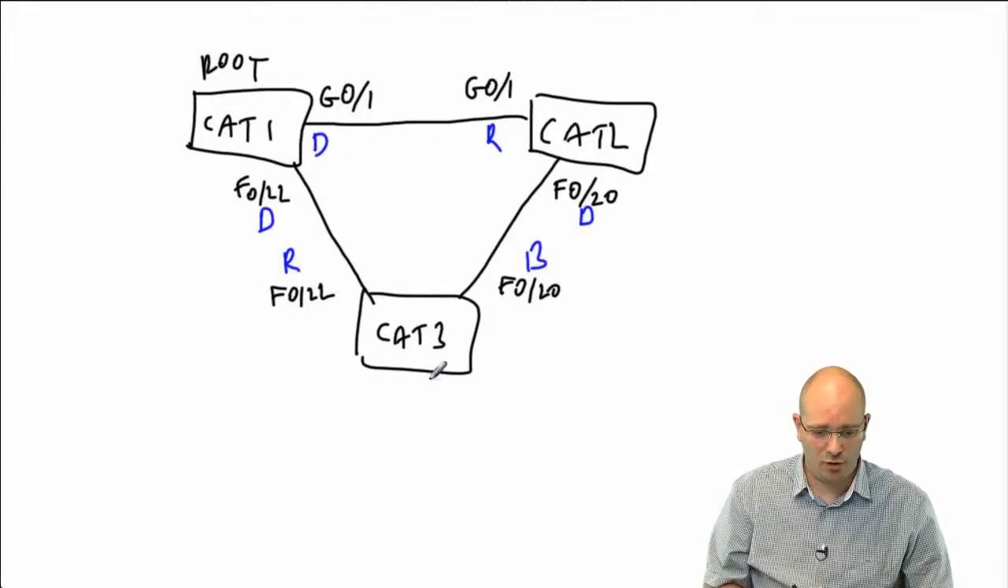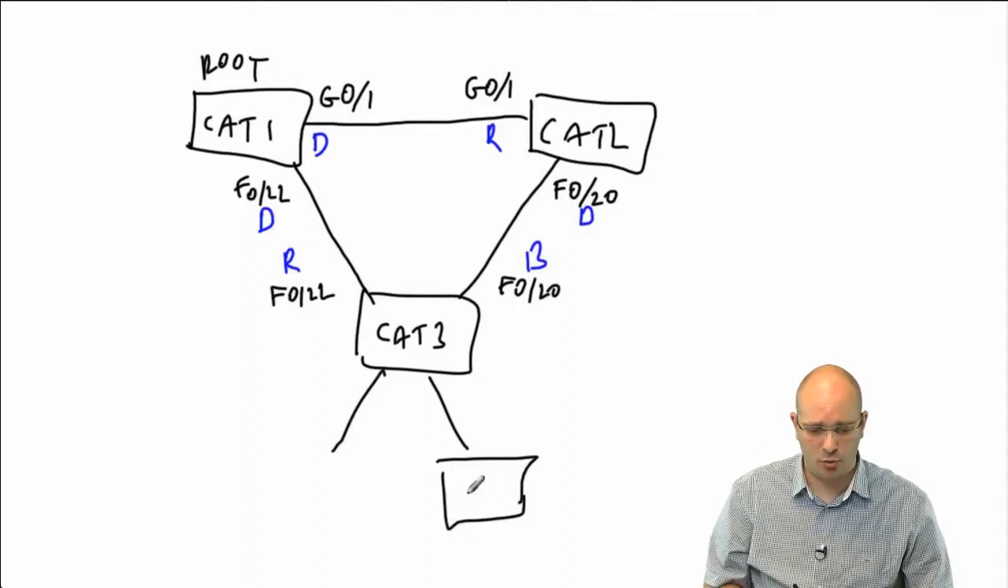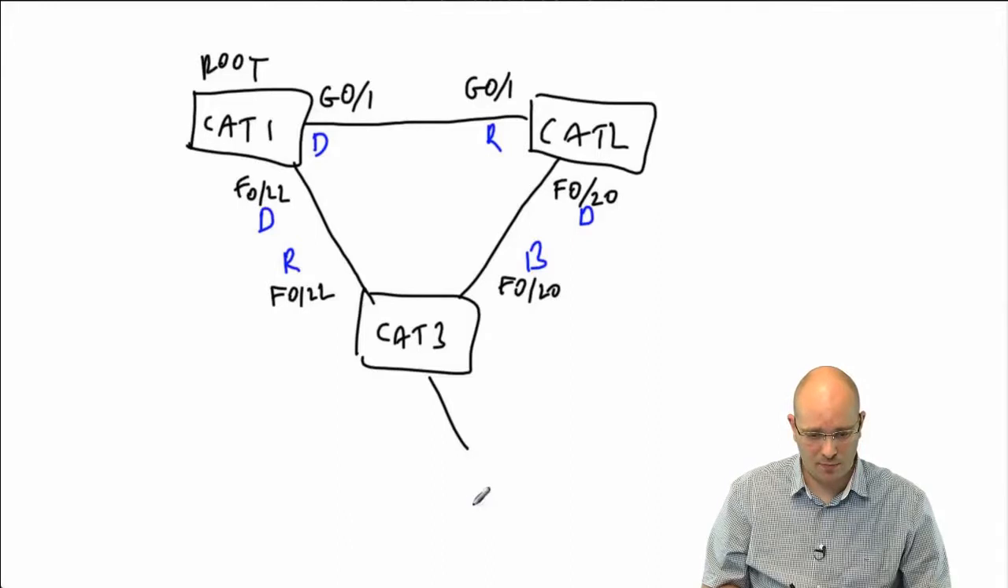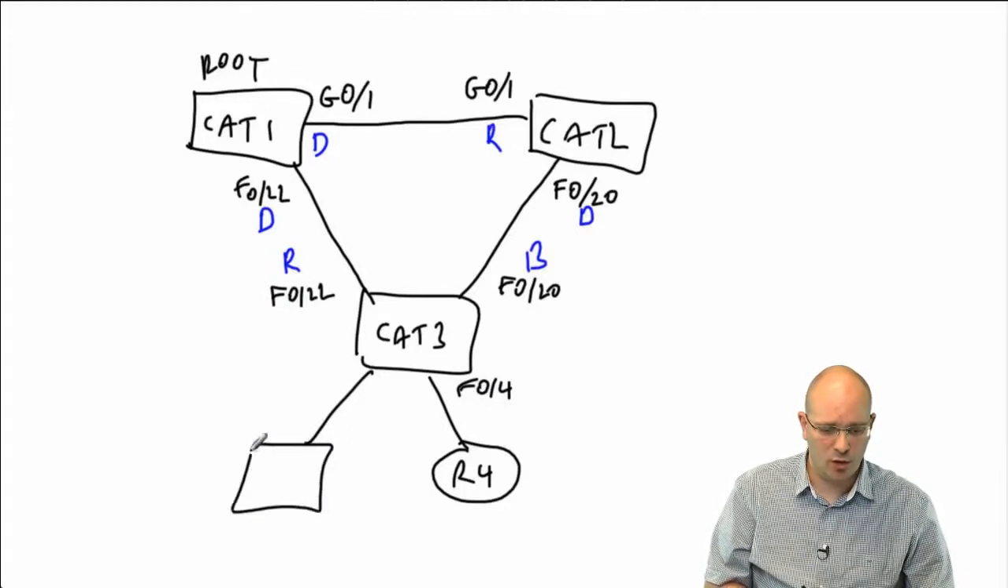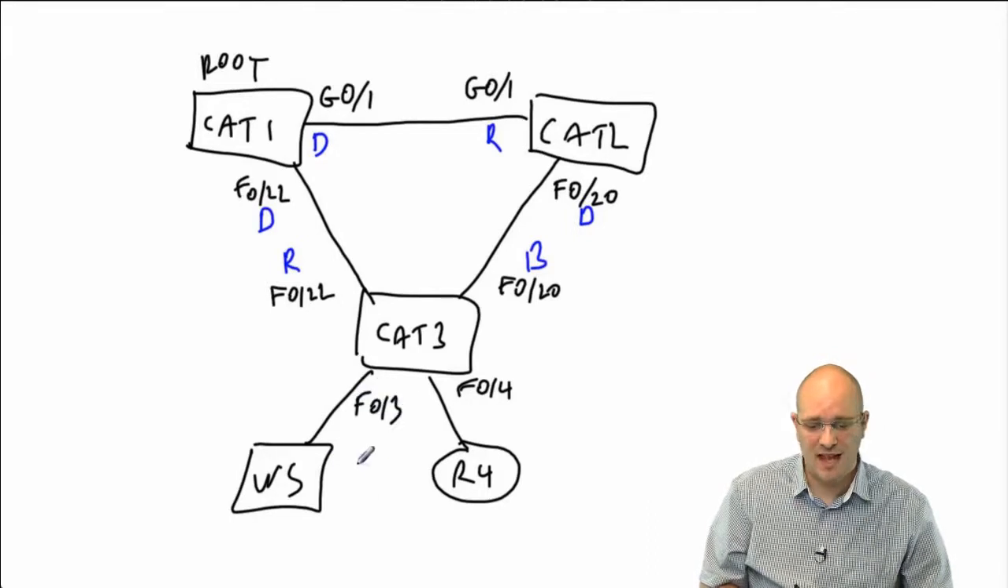Also, I have two hosts connected to Cat3. I have host A, which is, actually, let me mark it correctly. This is my router R4, which is connected on FastEthernet 0/4, and the only reason I need it is to have this interface up, no other reason. I also have a Wireshark station connected to Cat3 on the FastEthernet 0/3 interface that I'm going to use to observe what is happening on my network when I initiate the failover.